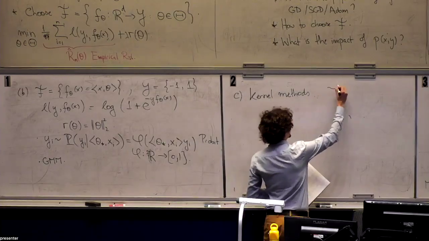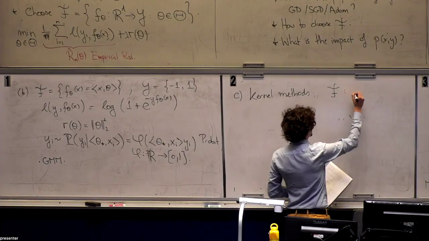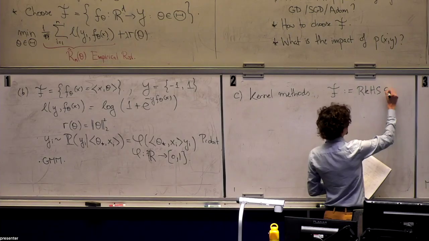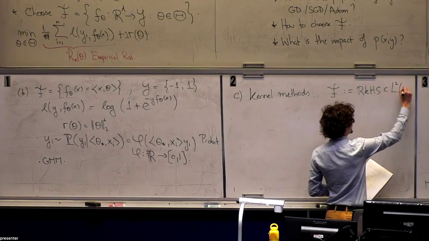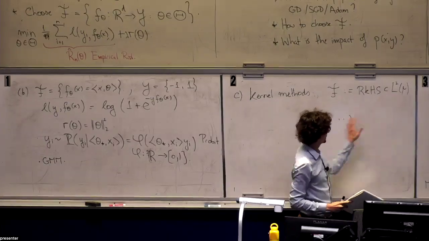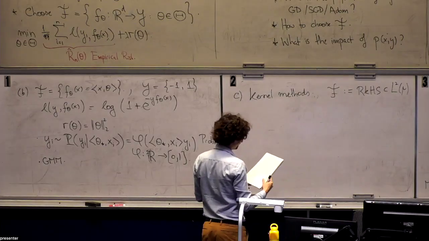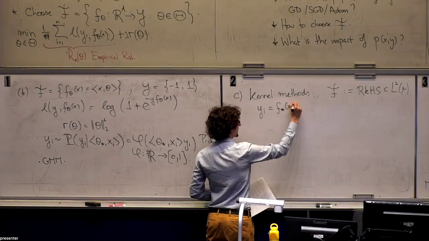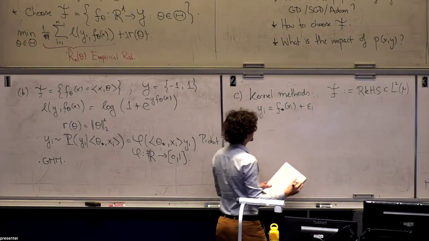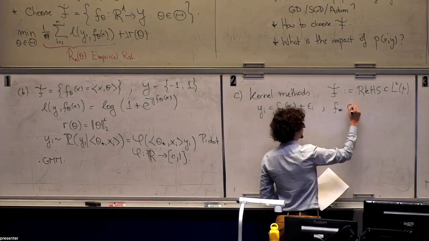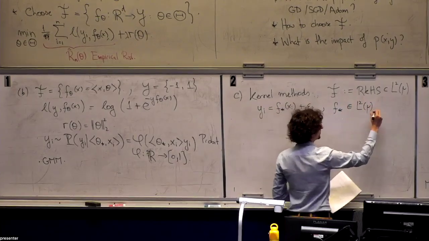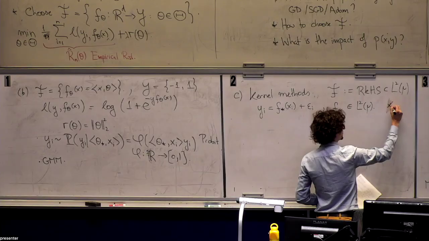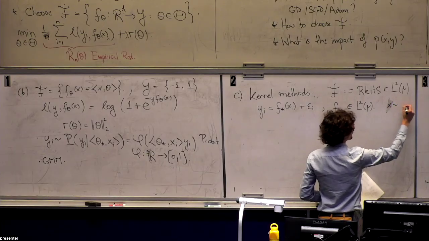So let's say your hypothesis class is an RKHS of some kernel. The RKHS, usually you think of it as a subset of L2 of a measure mu. And then you assume that yi is some f star of xi plus some noise, with f star some target function in L2 of mu. So mu is some probability distribution for x, over the covariates.